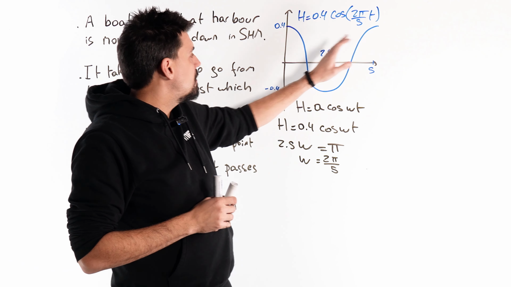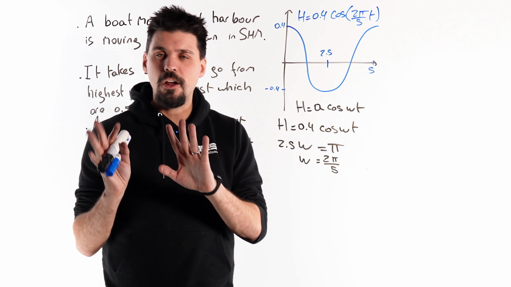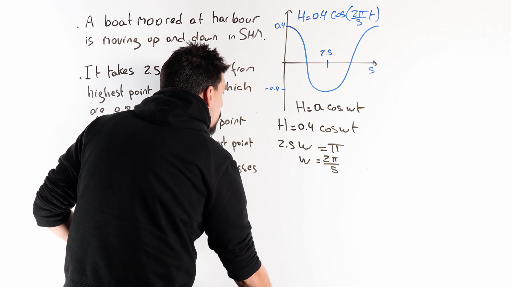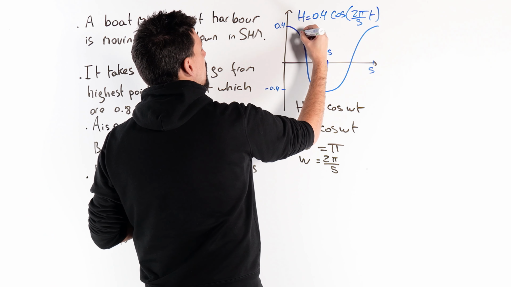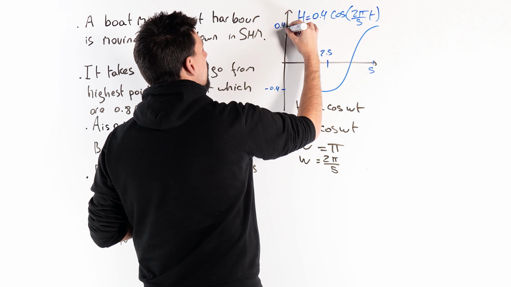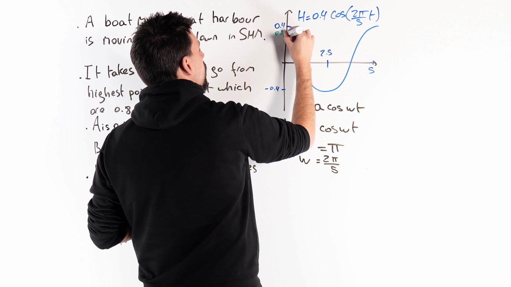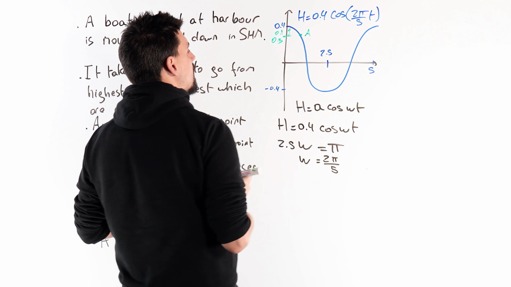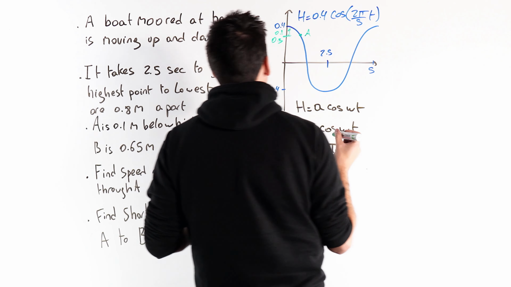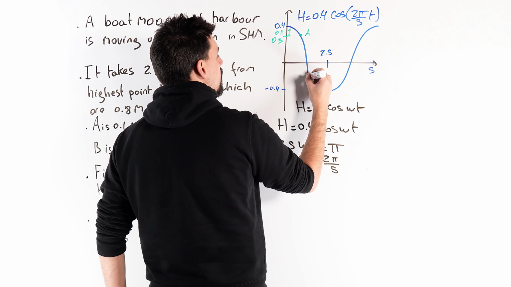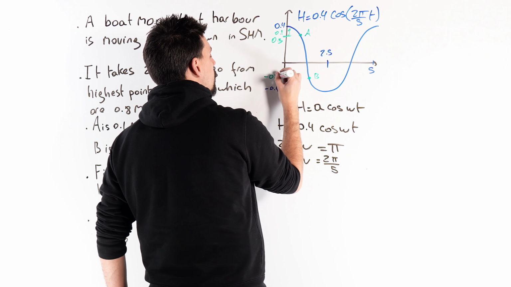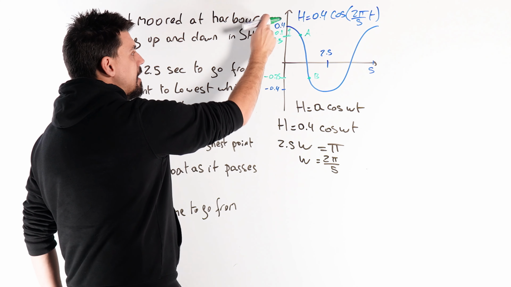Now, we could have a little shift in there where it doesn't start at the highest point, but we don't really care about that right now. So what we want is we need to know the point A, which is here. All right, and that is 0.1 meters below, so that is actually at 0.3 height. And point B is 0.65 underneath the top, so point B will be somewhere there at minus 0.25, because then that's 0.65.